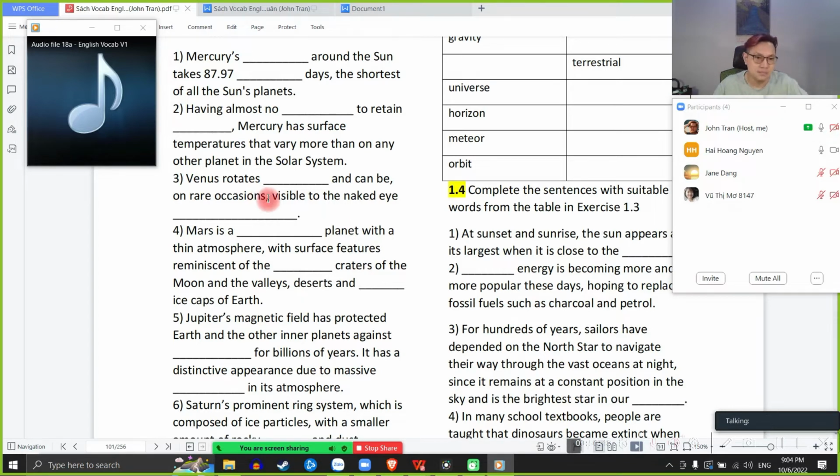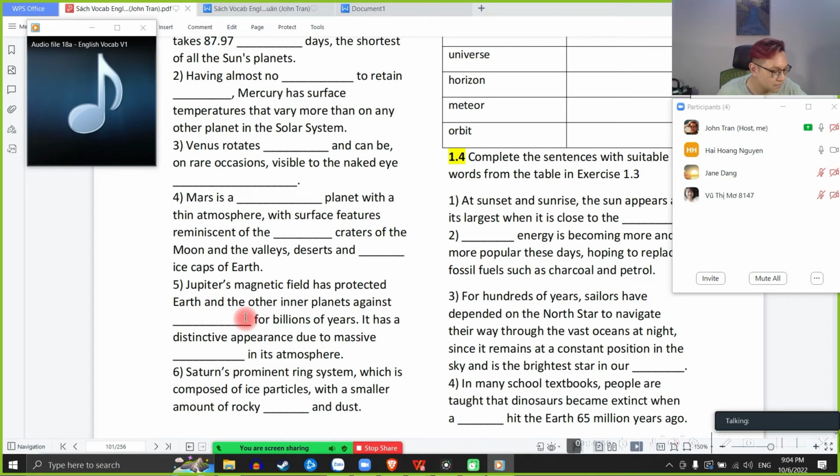Jupiter is a giant planet known as a gas giant. Its mass is over 2.5 times larger than all the other planets in the solar system combined. Jupiter's surface is composed of swirling gases around a solid core. It lacks a solid surface. Surrounding Jupiter is a faint planetary ring system and a very powerful magnetic field, which has protected Earth and the other inner planets against asteroids for billions of years. It has a distinctive appearance due to massive storms in its atmosphere.